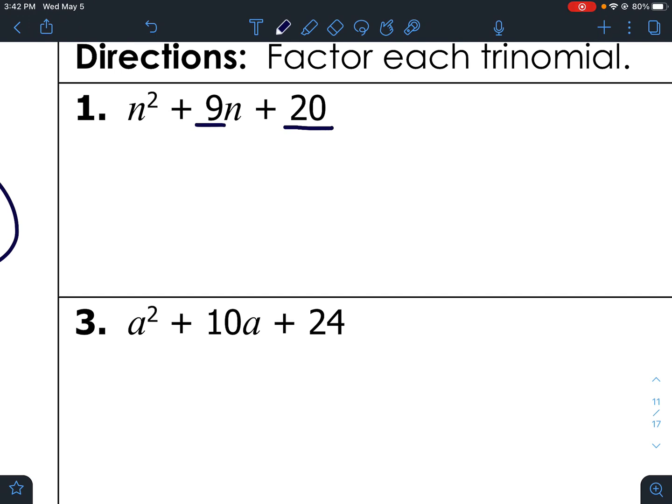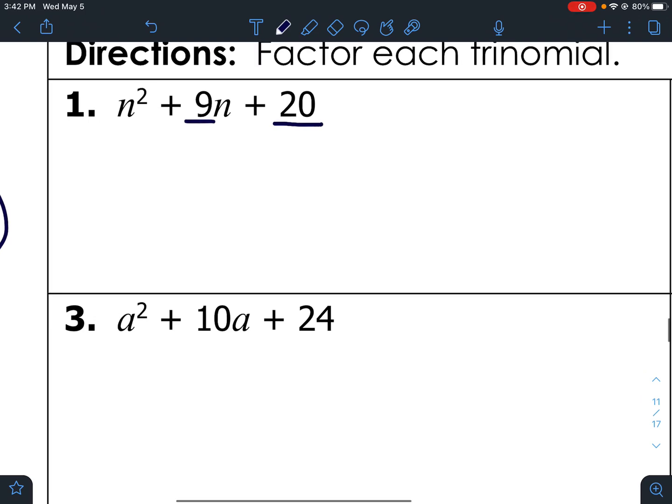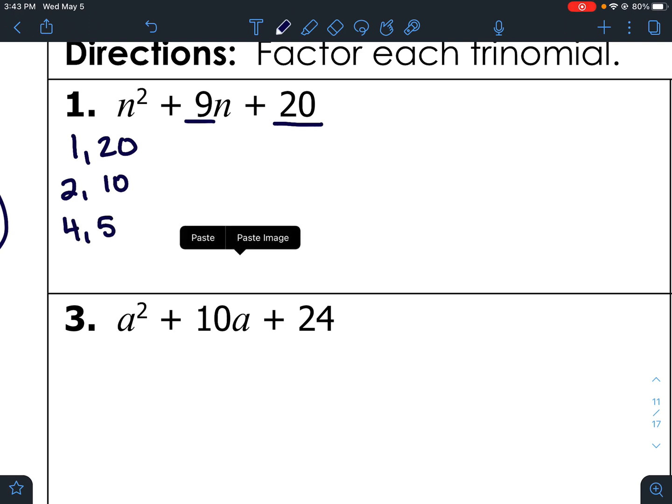Once again, I'm going to list out all of my factors. If you're able to do this in your head, fantastic. And as we get going on it, you'll start to be able to. But when you're just starting out, it really helps to write all of them out. So I have 1 and 20, 2 and 10. There is no 3, 4 and 5. Again, I know I'm at the end because 4 and 5 are numbers that are super close to each other. So I need to know which one of these adds up to be 9. That gives me 21, 12, here we go, 9.